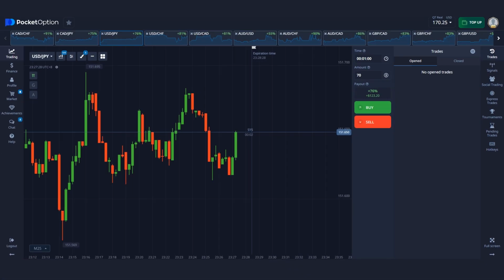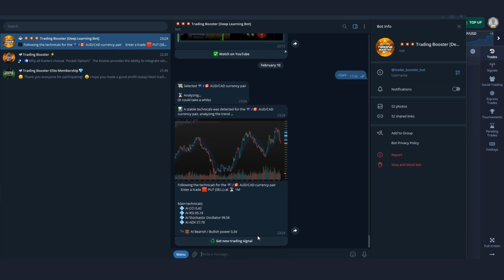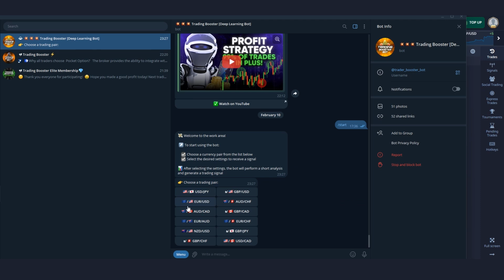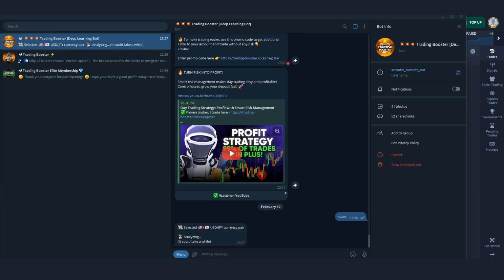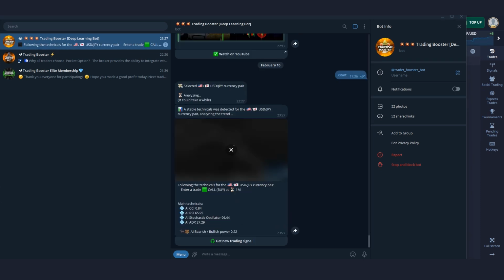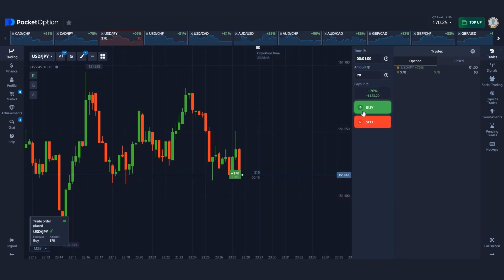I'm choosing the dollar for the next currency pair, Japanese yen. I'm going to the booster bot and selecting the time for the trade. And now I'll explain why the adaptation process is necessary. I receive a buy signal and right from here I open my buy trade.